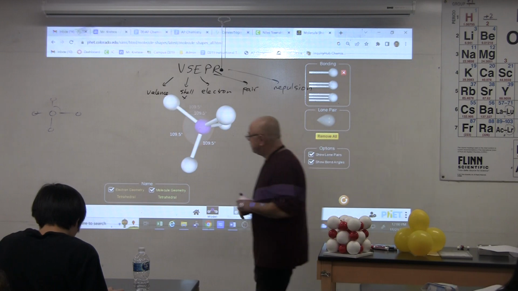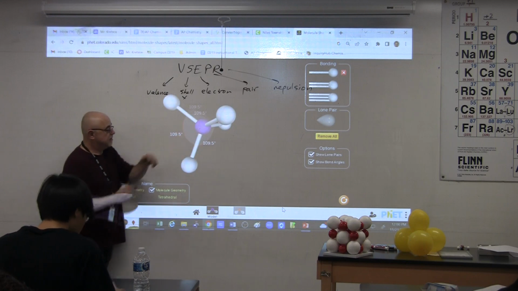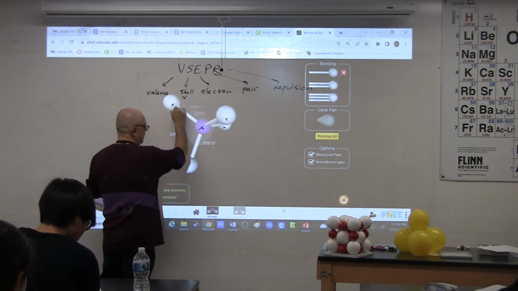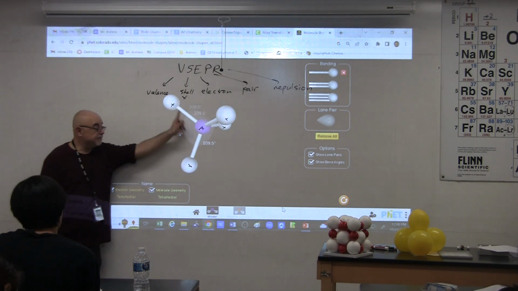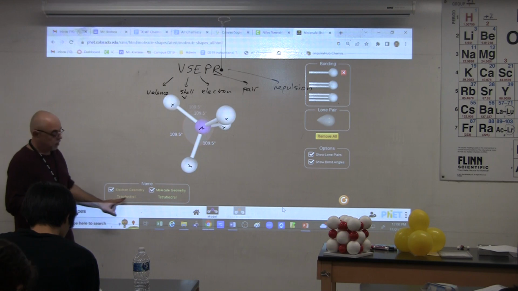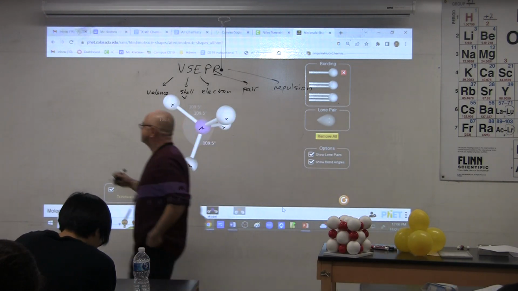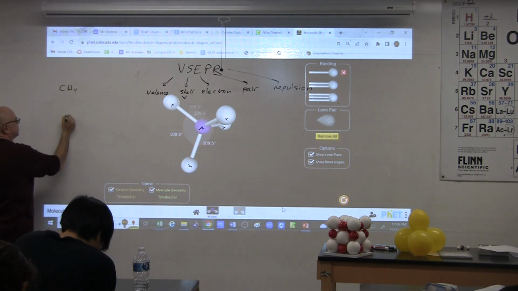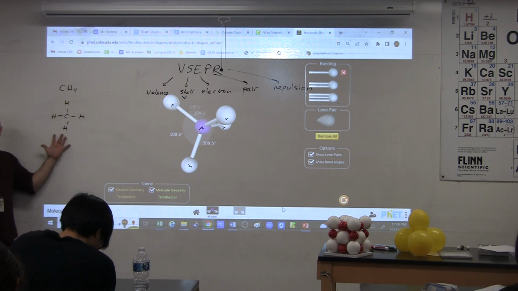So now when we look, this is our AX4 model. AX4, A, X, X, X, X, no lone pairs. Both the domains, meaning the electrons, and the atoms create a four-sided tetrahedron. So we call the shape tetrahedral. In this case, we used the common example of methane, which is an easy one to do the Lewis structure of. But methane, when we draw the Lewis structure in 2 dimensions, looks like a plus sign.